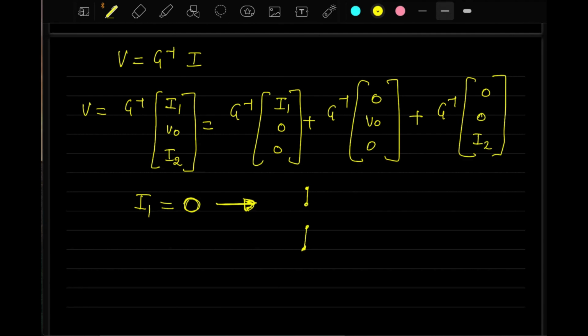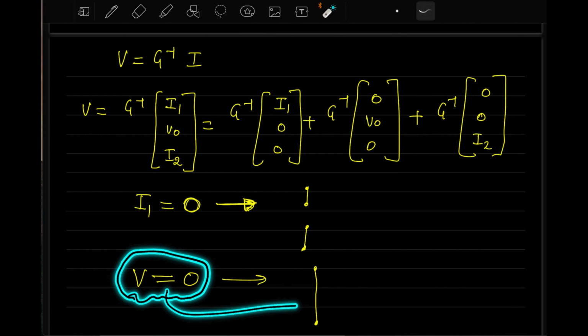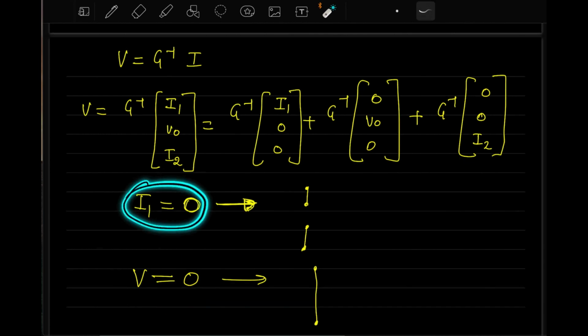And how about the voltage source? If I say it's zero, then what does it mean? Then it is a short circuit. Yeah, good, short circuit. That means whatever voltage you have here is the same here, and the difference is zero. So V equal to zero means you have a short circuit, and I1 equal to zero means you have an open circuit.